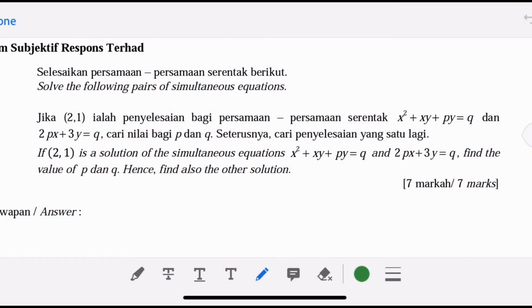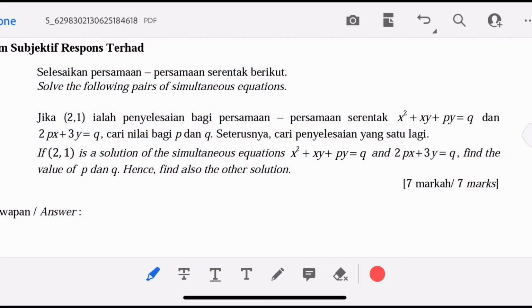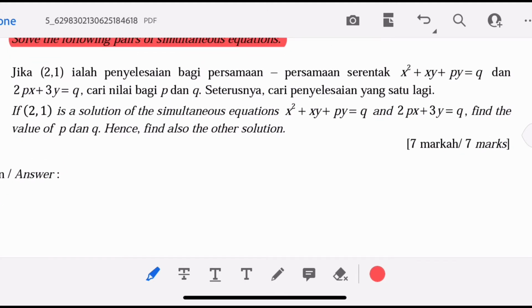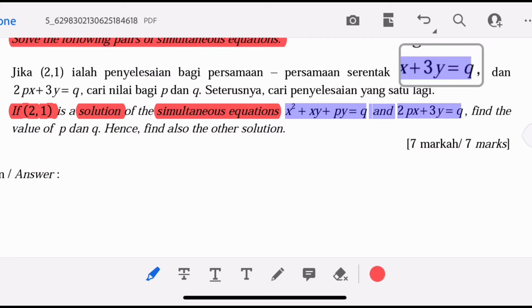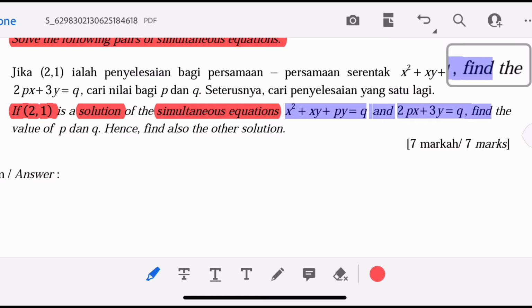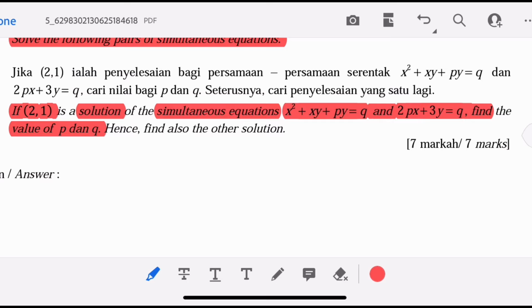Question number 5. Let's go through the question. Solve the following simultaneous equation. If (2, 1) is a solution, the keyword of the simultaneous equation is "solution". x squared plus xy plus y is equal to q and 2px plus 3y equal to q. Find the value of p and q. Hence, find the other solutions.